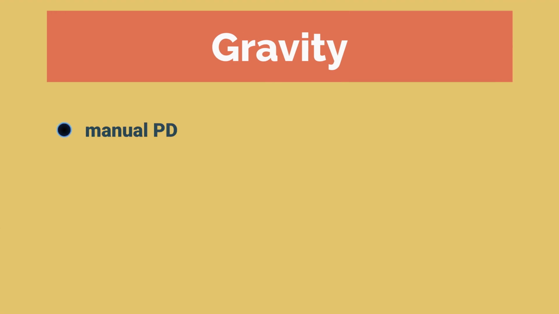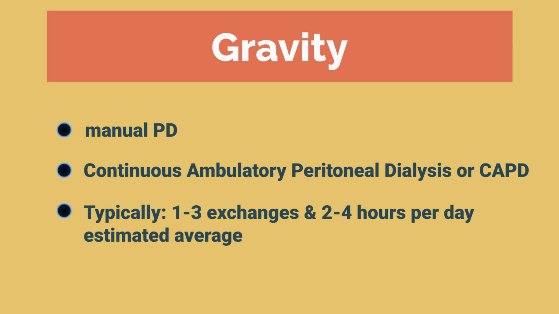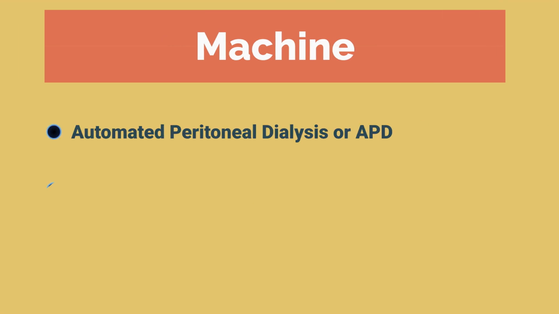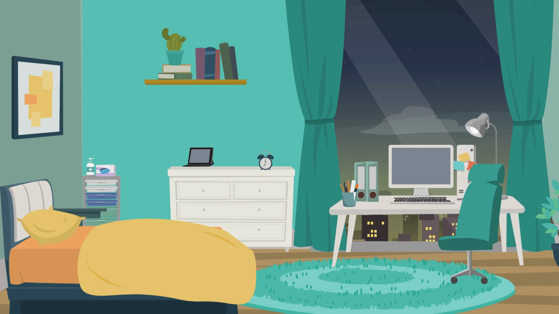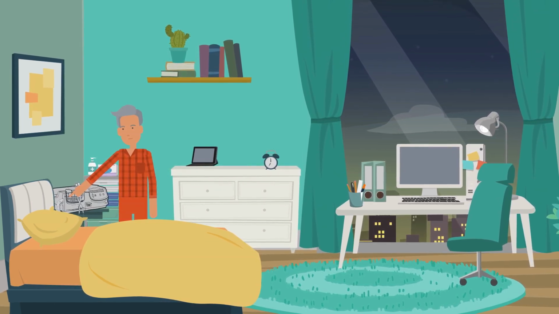If it's through gravity, then it is the manual PD, also called continuous ambulatory peritoneal dialysis or CAPD. The patient may do exchanges several times a day. If a machine or cycler is used, it is called automated peritoneal dialysis or APD, typically done at night while the patient sleeps. It's as simple as setting it up and letting the machine do the work.